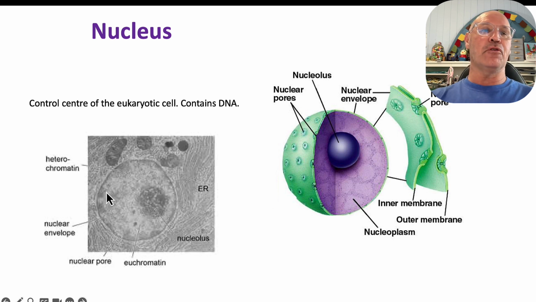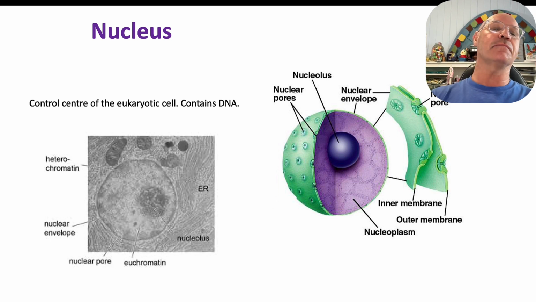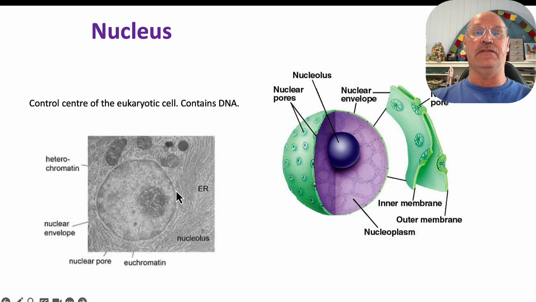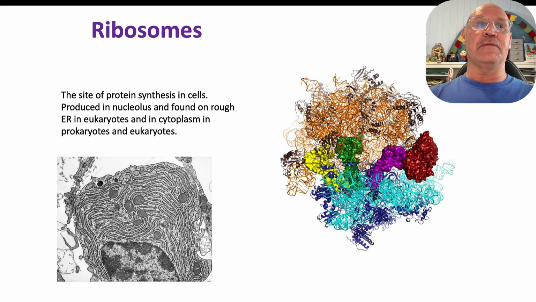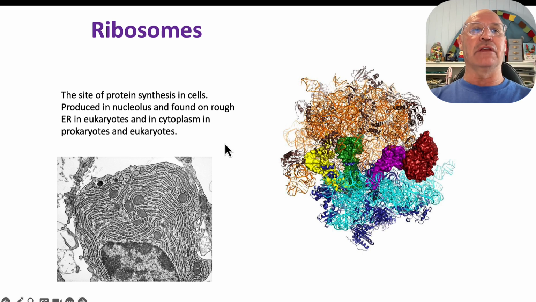And we also have nuclear pores, which you may or may not be able to see, but it's the nuclear pores that allow ribosomes, for example, to move out of the nucleus. And the other thing that will leave the nuclear pore is the mRNA, messenger RNA. So the nucleolus is a large subsection of the nucleus, and it's the site of the production of ribosomes, which are used for protein synthesis.